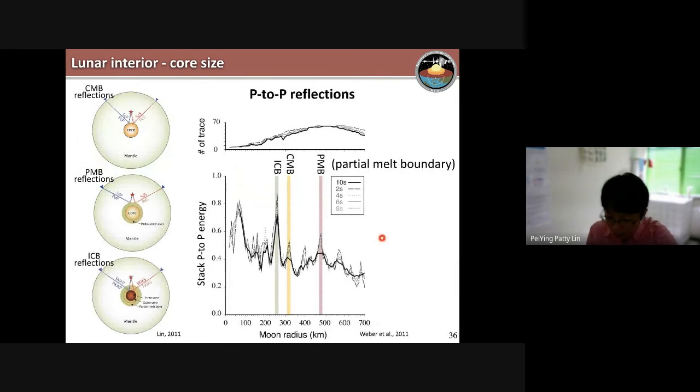And this shows the example. For this one, we see several peaks. Here I vary the Moon radius from 0 to 700 kilometers, and this is the stacking energy. You can see several peaks here. And these three peaks actually relate to different deeper layering structures. And for this peak, we didn't interpret it because we don't have a lot of traces.